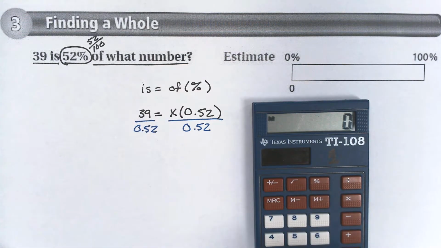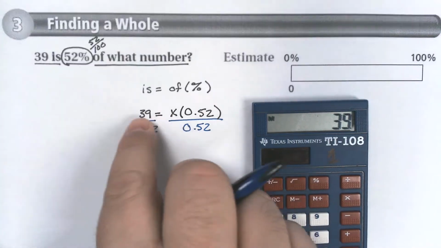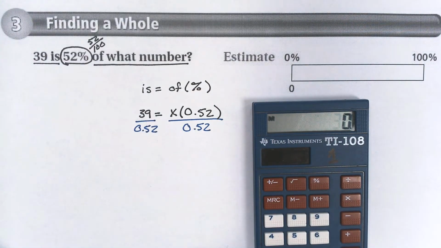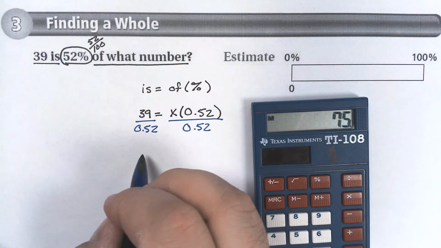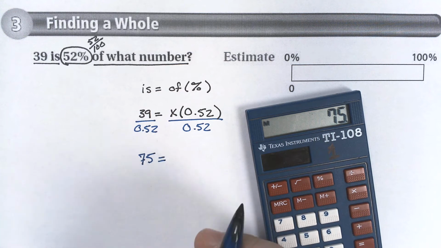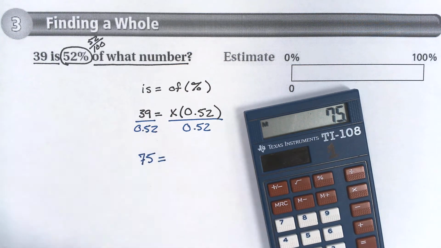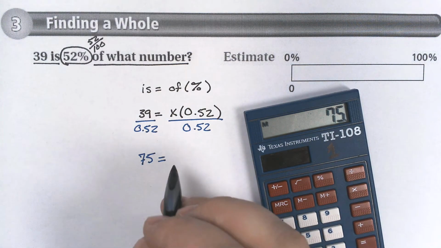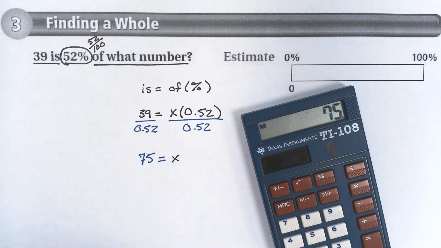Then 39 divided by, that's what our fraction bar is, 0.52 is 75. And the weird thing is our number just got bigger, but if we go back and think about it, that makes sense. Because if you divide by a number less than 1, you're actually going to increase. Just like if you divide by a number that's bigger than 1, your answer will get smaller or decrease. So it makes sense. We're good with it.